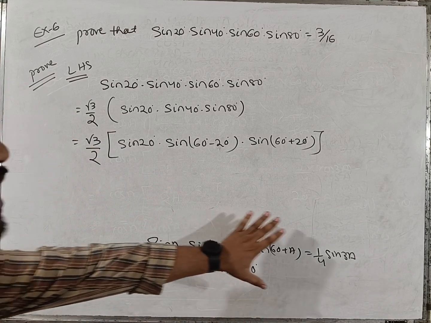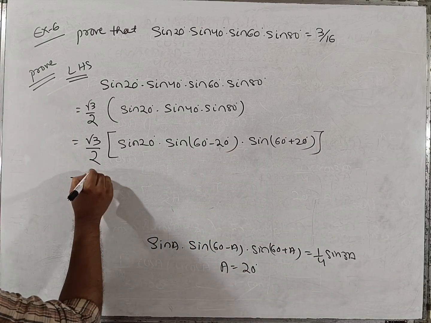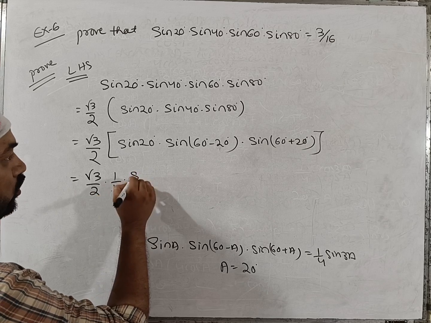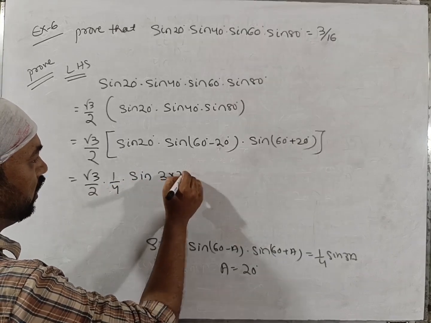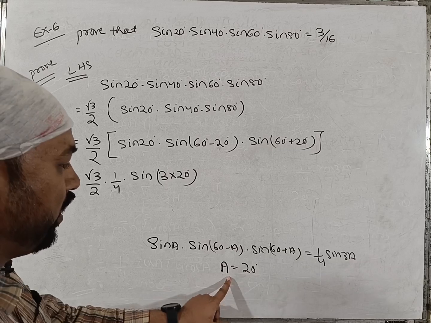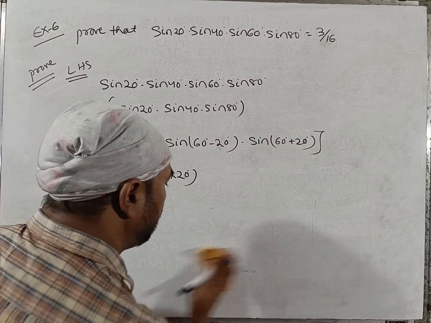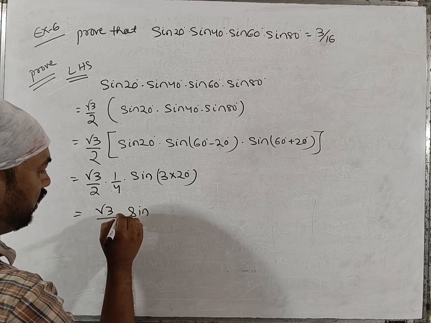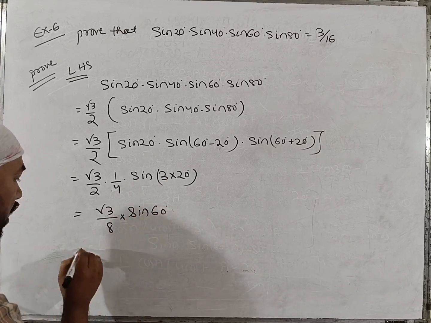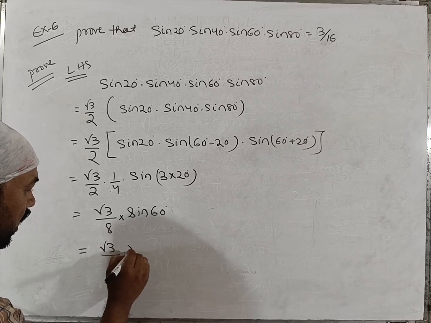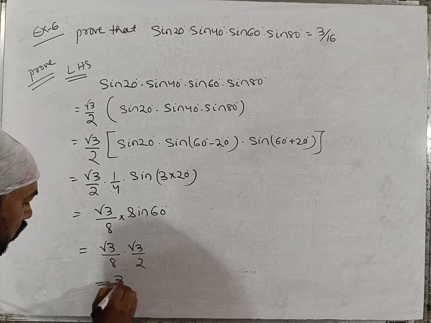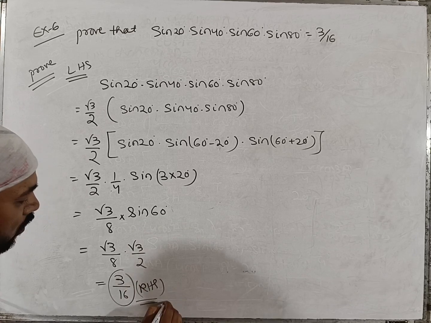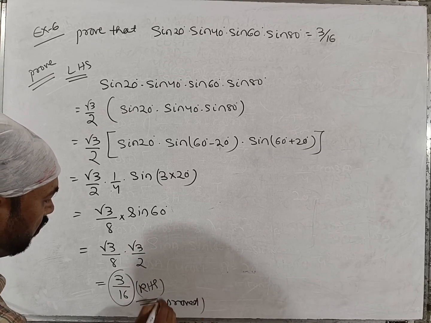Now by putting this formula here, we can have root 3 by 2 multiplied with 1 by 4 sin 3A, that means 3 into 20, because the value of A here is 20. Then it is root 3 by 8 sin 60 degrees, and you know that the value of sin 60 degrees is root 3 by 2. Now here is the answer, 3 by 16, which is the right hand side of the given problem. That means the problem has been solved here.